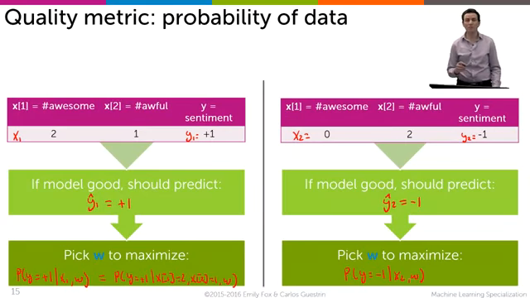In other words, when the input is x1, we want to maximize the probability that y equals +1, and when the input is x2, we want to maximize the probability that y is equal to -1. That's what the data likelihood tries to do. But let's dig in and understand that a little bit better.